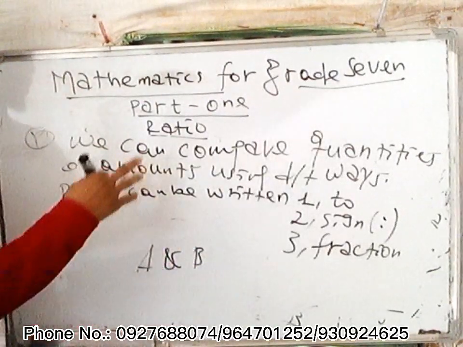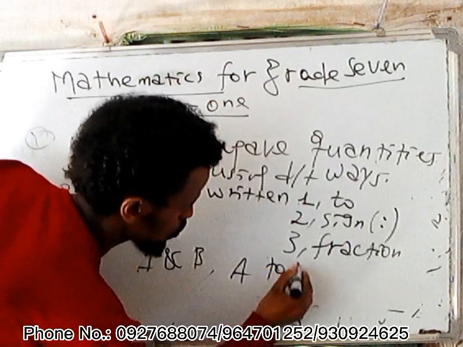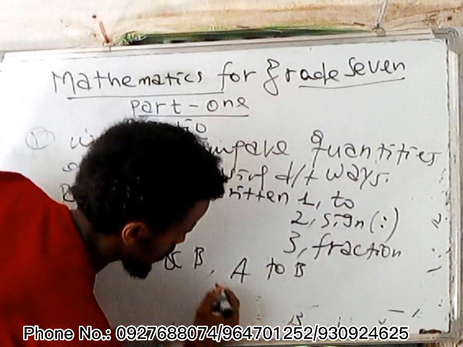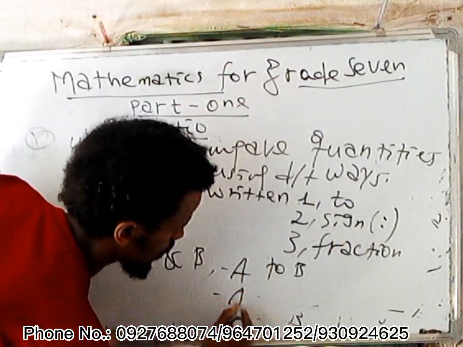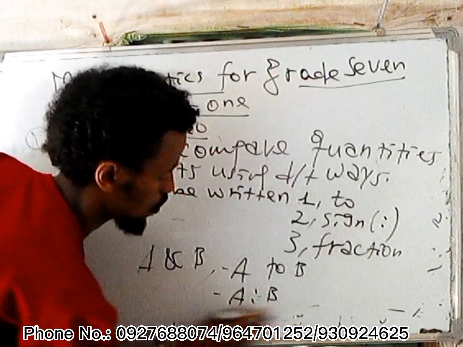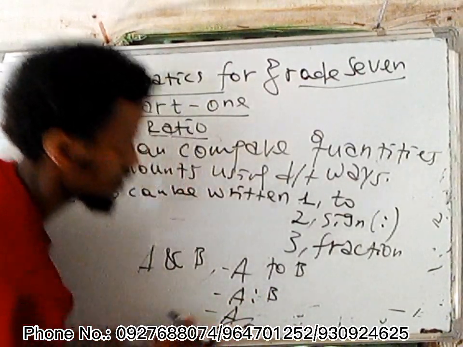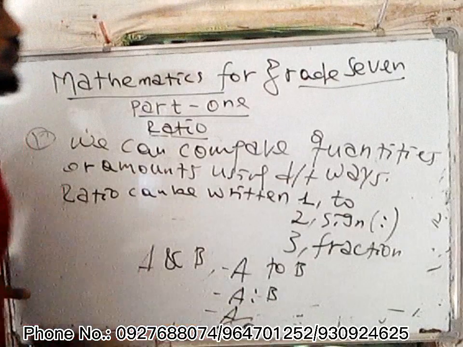And B using ratio, you can write what? A to B, or A to B, or A to what? B using that is fraction.